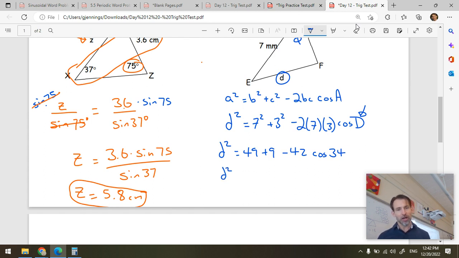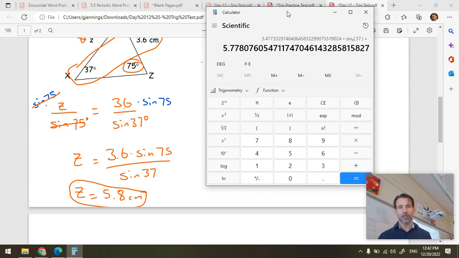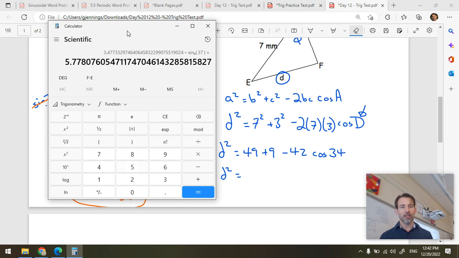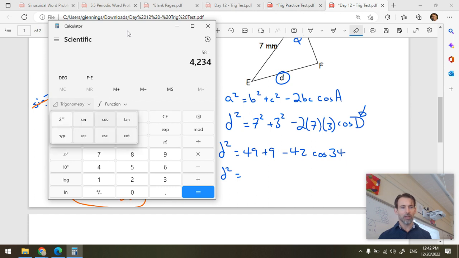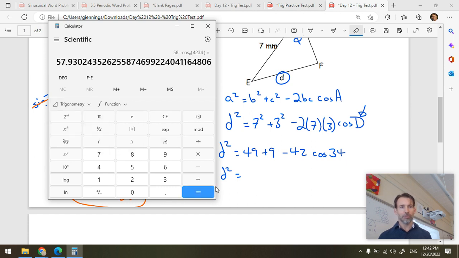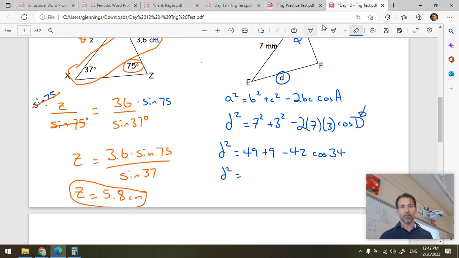So d squared is equal to 58 plus all that. I don't want to do that. I'm just going to do it on my calculator. Okay, so let's move it over. Put that in. 58 minus 42 times 34, but I take the cosine of it, equals 57.9. D squared equals 57.9. And then, well, let's write that down. That's useful.